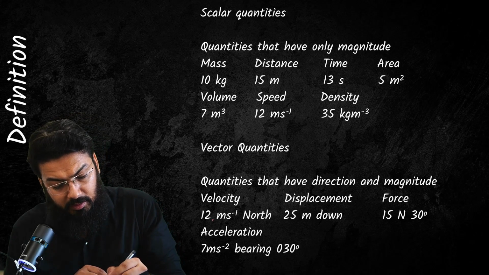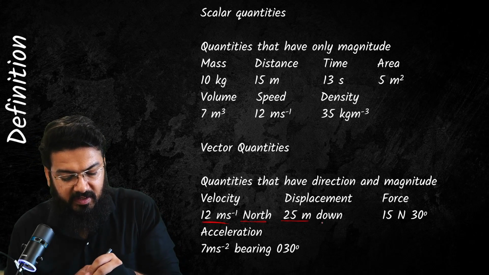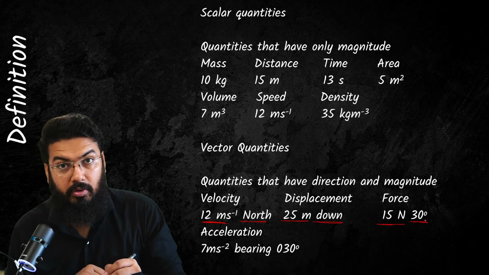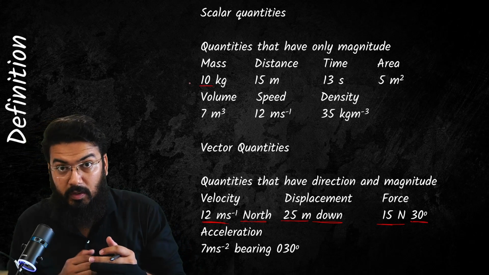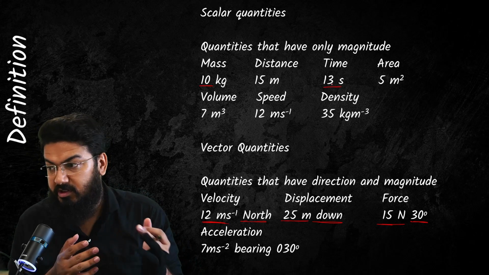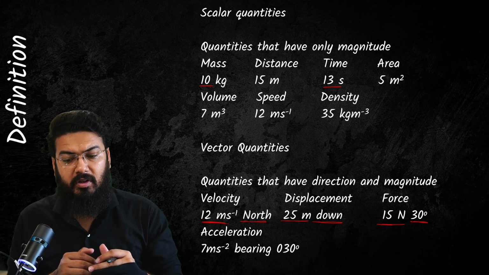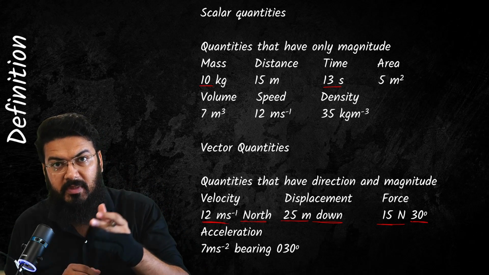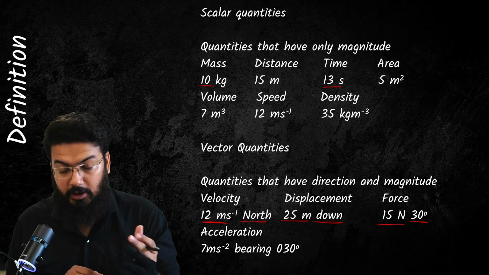Now, you have the magnitude 12 and then you have the direction north. You have the magnitude 25 meters, you have the direction down. You have the magnitude 15 newtons, then the direction 30 degrees. Over here, mass 10 kilograms. Again, in which direction? There is no direction to mass. Time 13 seconds. In which direction? Again, time does not have a direction as well. So this right here is a general description of what scalar and vector quantities are. I repeat, scalar quantities: only magnitude, no direction. Vector quantities: both magnitude and direction. I hope that made sense.